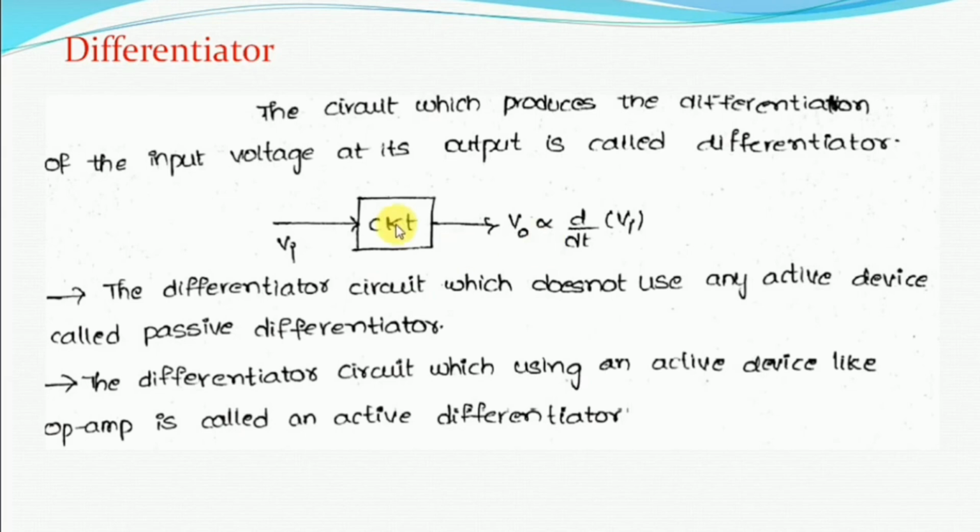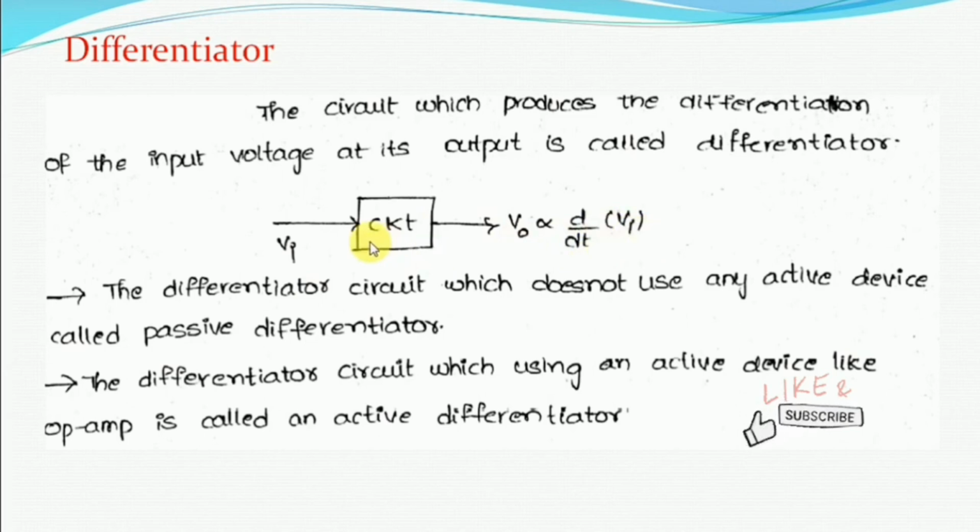So the unknown circuit or a black box circuit in which the output voltage obtained is the differentiation of input signal, then we can call this black box circuit as differentiator circuit. If you observe this equation, the circuit output voltage is differentiation of input.